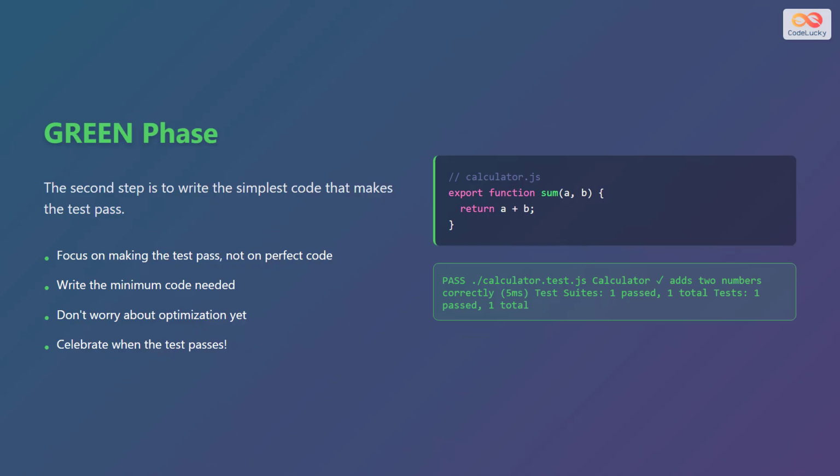Here's the code needed to pass the test we defined in the red phase. The sum function takes two inputs, A and B, and returns the sum. The test passes when we run it.